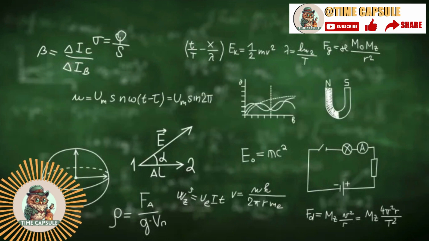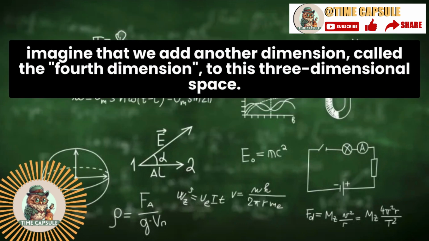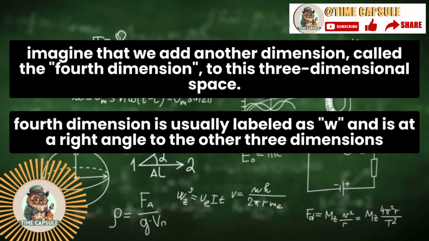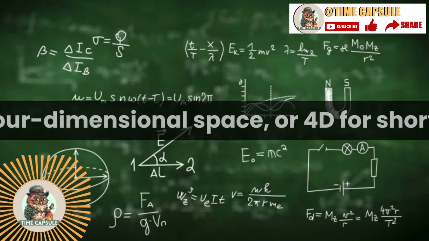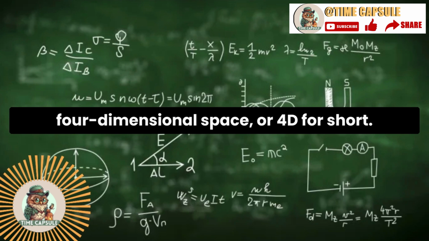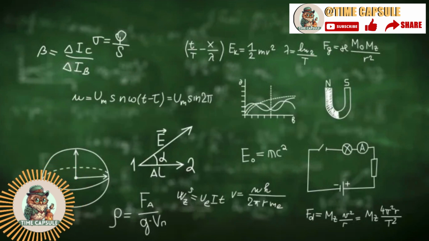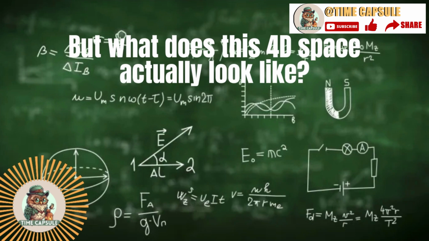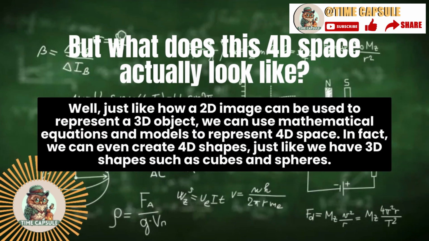Now, imagine that we add another dimension, called the fourth dimension, to this three-dimensional space. This fourth dimension is usually labeled as W and is at a right angle to the other three dimensions. This gives us a four-dimensional space, or 4D for short. But what does this 4D space actually look like? Well, just like how a 2D image can be used to represent a 3D object, we can use mathematical equations and models to represent 4D space.